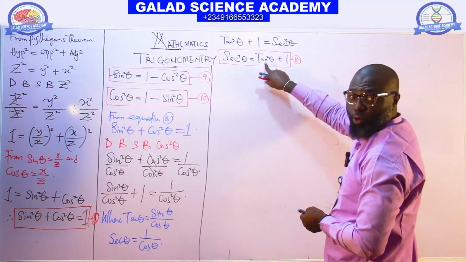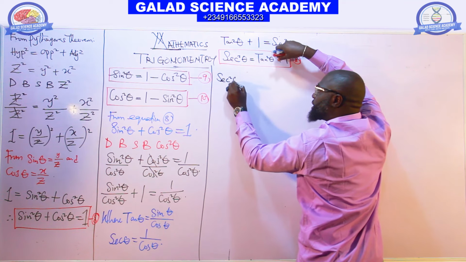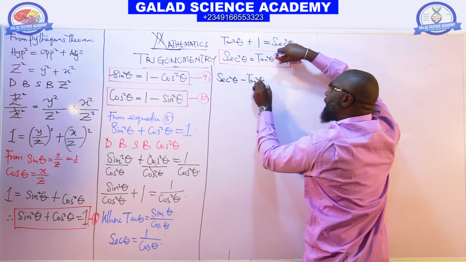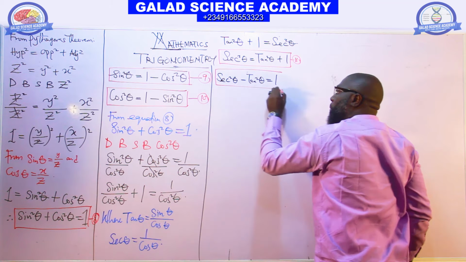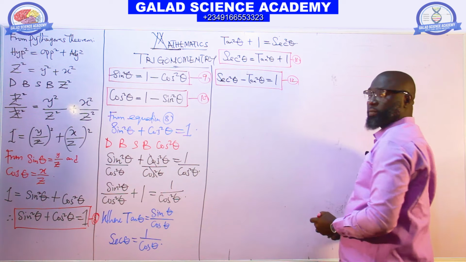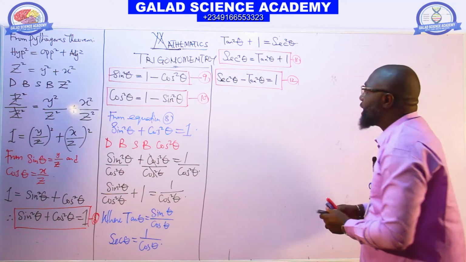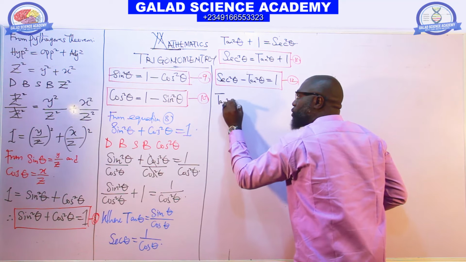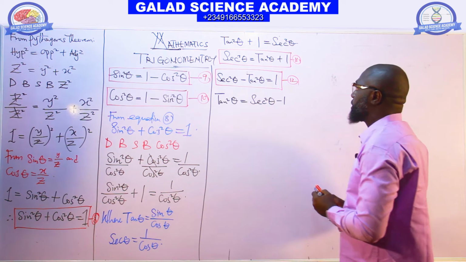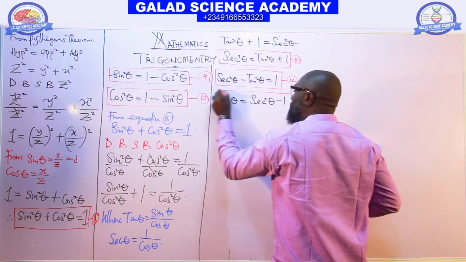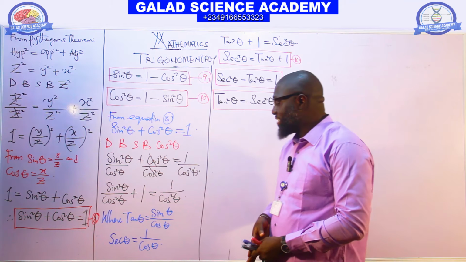Again, from this expression, if you rearrange it, if tan squared theta comes inside here, we have sec squared theta minus tan squared theta equal to 1, which is 12. Then again, if you make tan the subject, tan squared theta is equal to sec squared theta minus 1. This is equation 13.